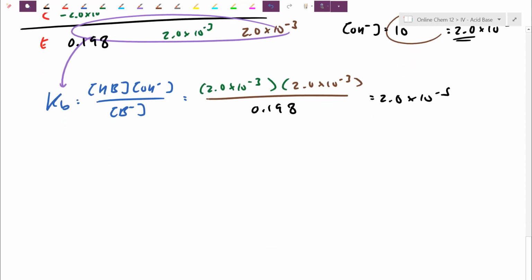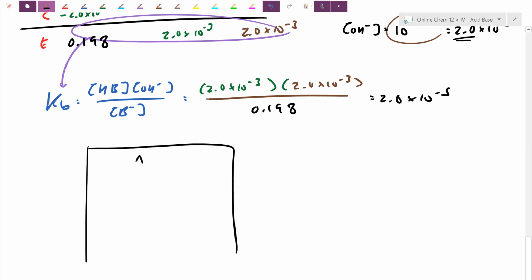Just for comparison's sake here, this Kb is an intensive value. It's specific to the chemical composition. Unfortunately, on the table, I have acids on the left, bases on the right, and I'm only quoted Ka values. Knowing that relationship from earlier, right? Kw is Ka times Kb for conjugate pairs of each other. Let's see if we can figure out what is the Ka of the conjugate acid and see if it matches anything on the table.